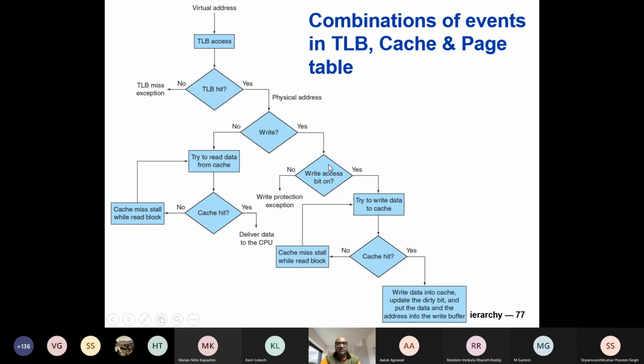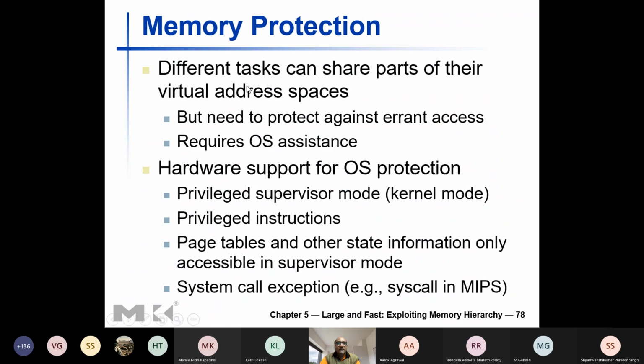If you want to write into that, you have to check whether the write access is there or not, and then afterwards whether the particular entry is there or not in the cache. So all these various possibilities you can check. And finally, the last part is memory protection. Here, in the main memory, it's not that only one process will be there. We are keeping multiple processes in the main memory, or multiple users are supported by the primary memory to perform their various tasks.